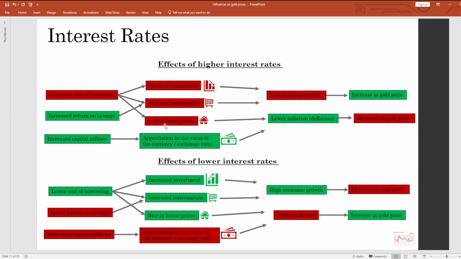And for the stock market, you're gonna have less people borrowing money to invest in the stock market. So over time, you'll get less and less people investing in the stock market, and therefore the stock market will start to fall.